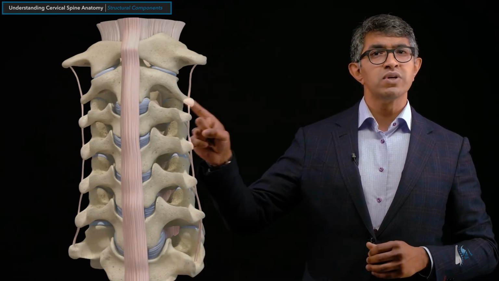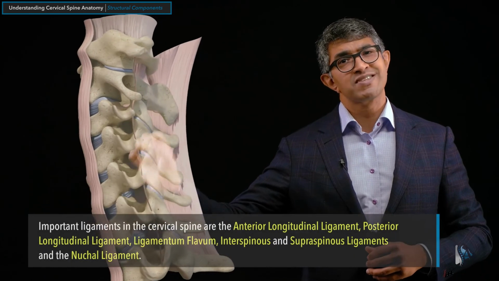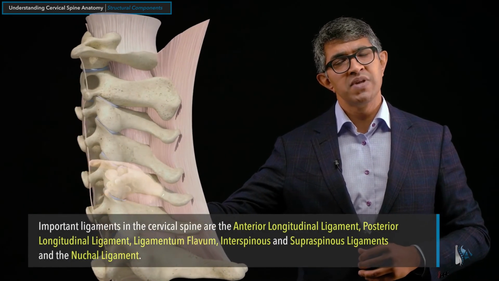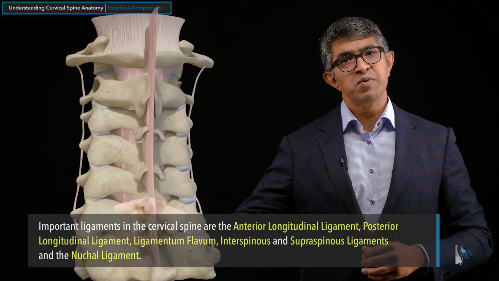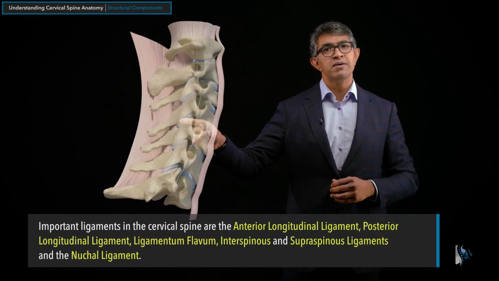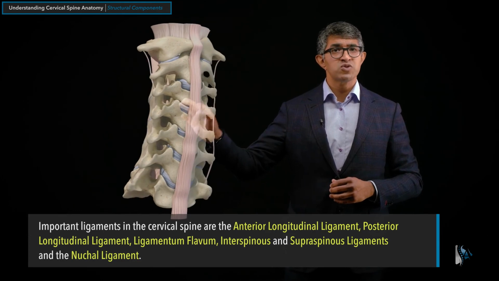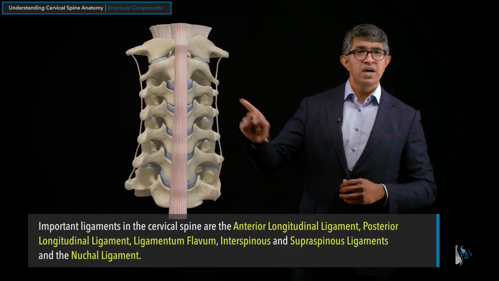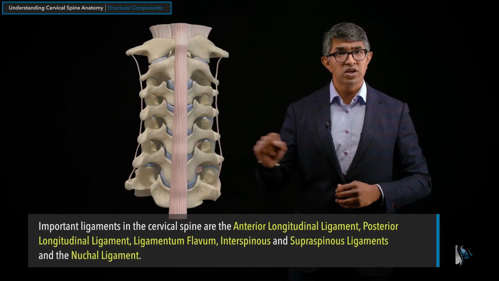And so the ones that are really important, you can see here the front of the spine, that's called the anterior longitudinal ligament. As we roll around the spine, you can see there's something called the ligamentum flavum here. You can see it on both sides underneath the lamina. In the back, you can see the interspinous, supraspinous ligaments and the nuchal ligament, and then wrapping back around to the front, the anterior longitudinal ligament.